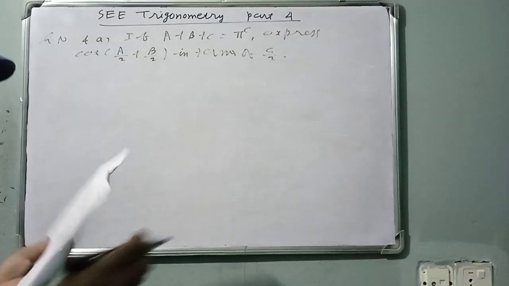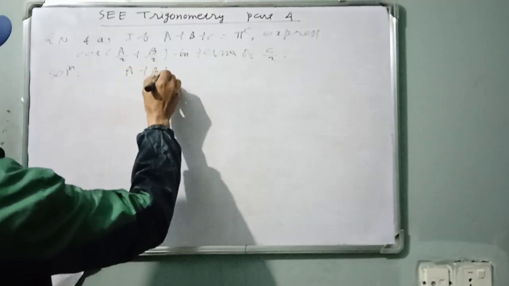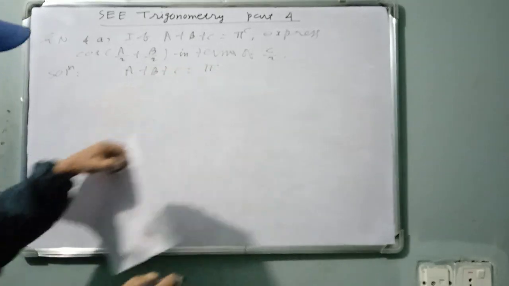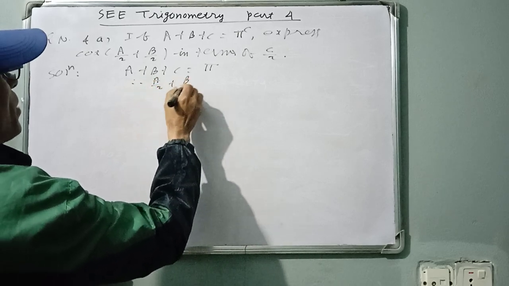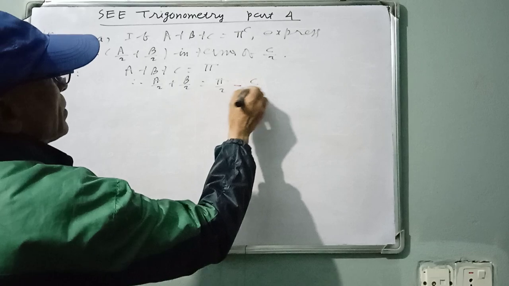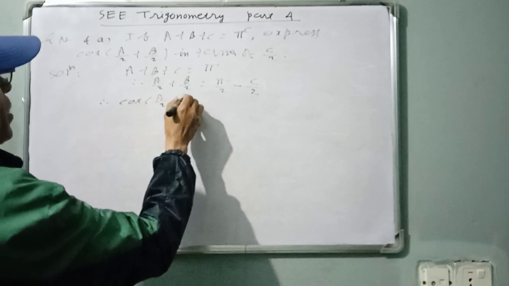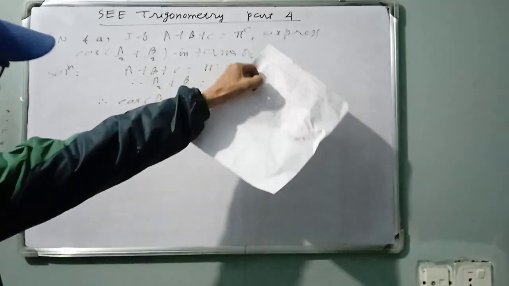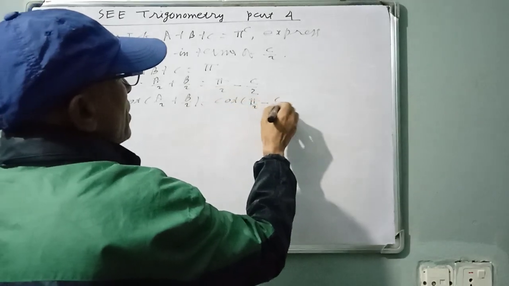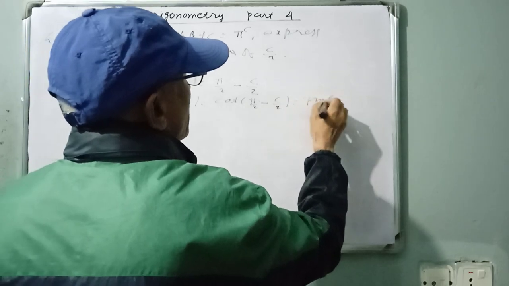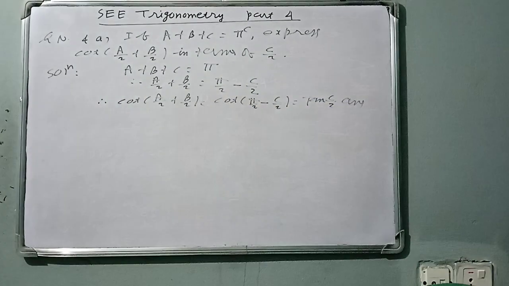See, this question is, a plus b plus c equals pi radian. We have to express a by 2 plus b by 2. Therefore, a by 2 plus b by 2 equals pi by 2 minus c by 2. Taking cot of (a by 2 plus b by 2), cot of (pi by 2 minus c by 2) is tan c by 2. This is the answer.